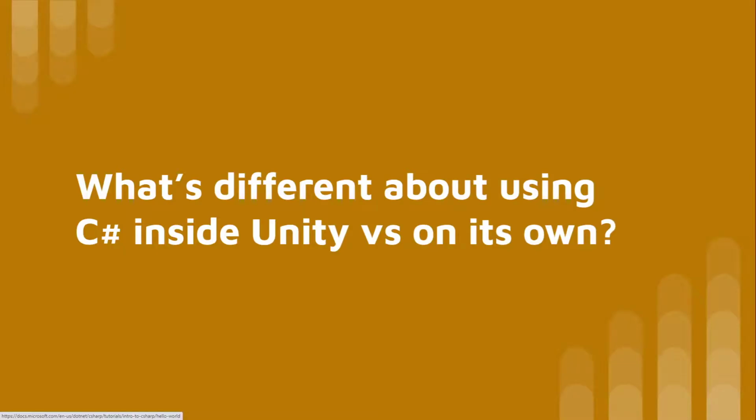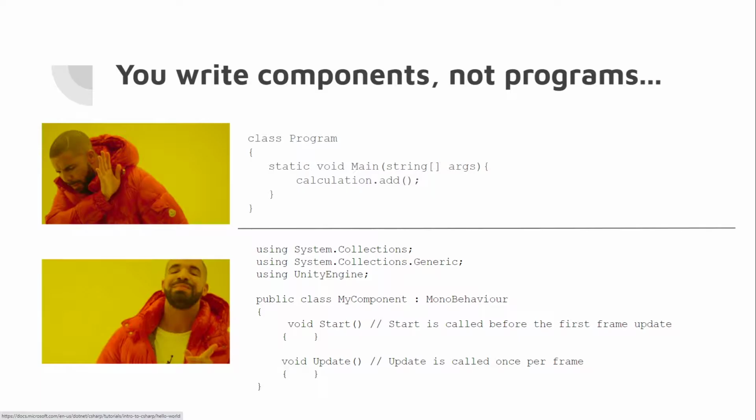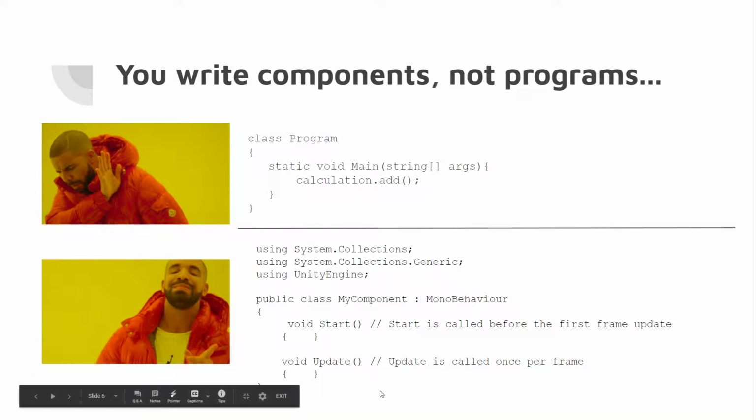So one of the questions, first off: what is different about using C# inside of Unity versus just using C# on its own? One of the things you're going to notice is that you're going to be writing components, not programs. In C#, if you were just writing C# on its own, you would probably have a class that would contain a main. If you're coming to this from another programming language, you may very well have seen a main program, and that's the thing that gets run every time. But instead, we're going to be writing components for the most part. And components are things that are going to be living on game objects.